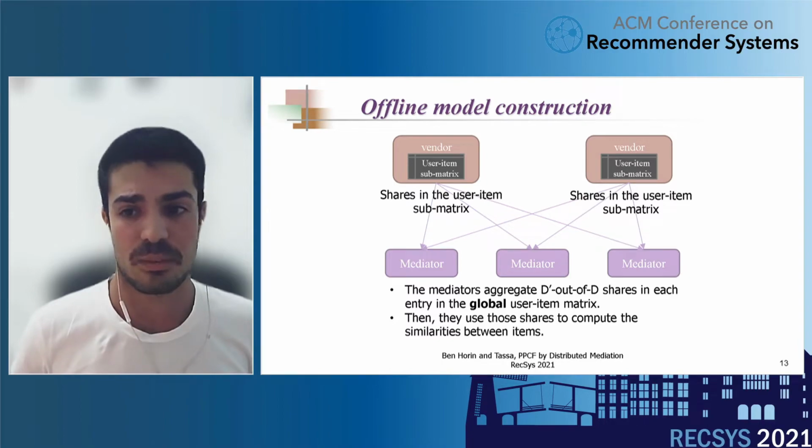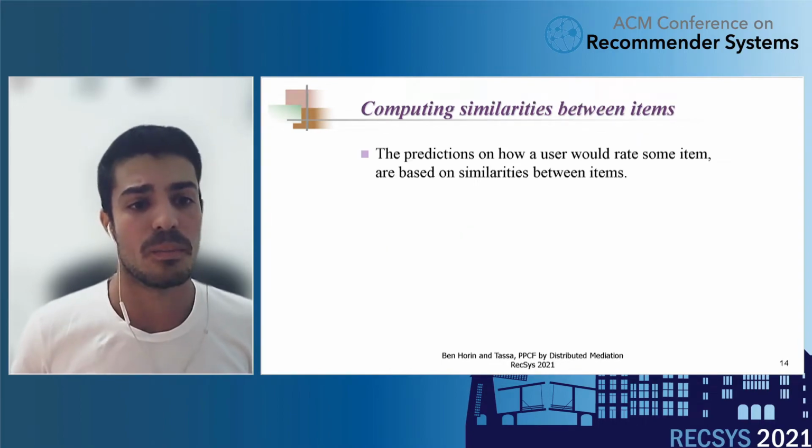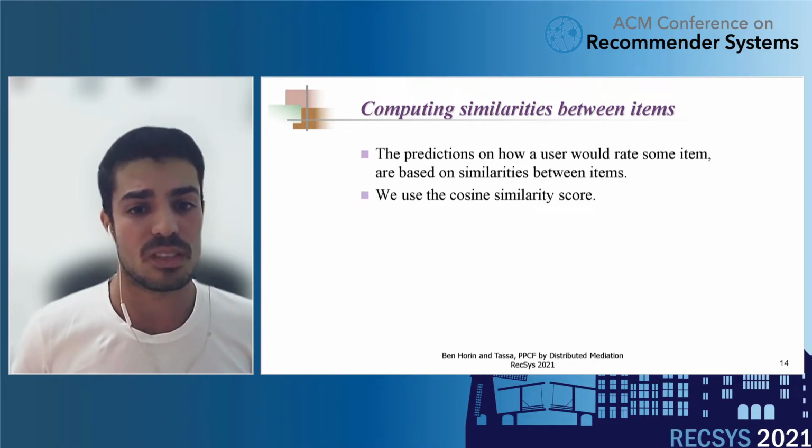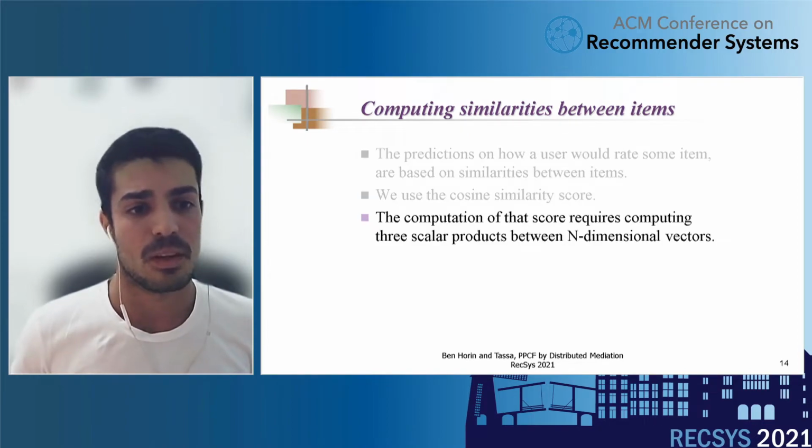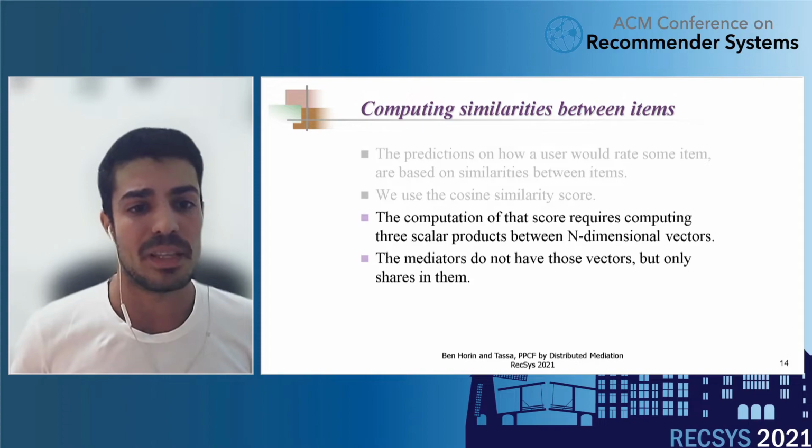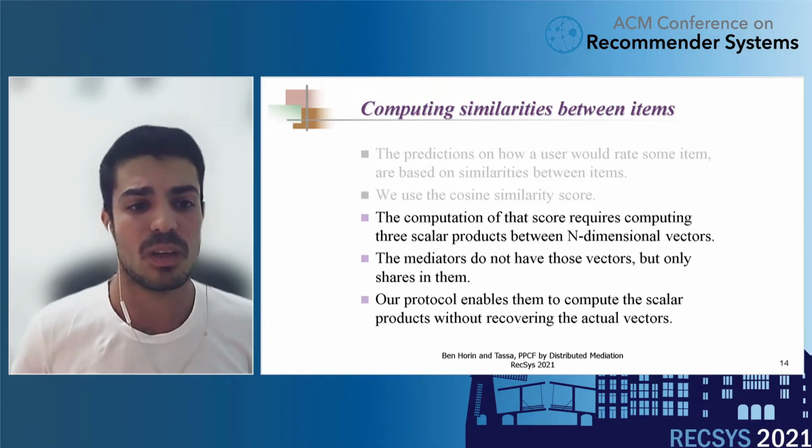How is that computation done? Well, the prediction regarding the rating a user would give to some item is based on similarities between that item and other items. Those similarities are determined using the cosine similarity score. The computation of that score requires computing 3 scalar products between n-dimensional vectors. However, while the mediators possess shares of those vectors, they do not know the actual vectors. So here's the challenge. How to compute scalar products between unknown vectors? Our protocol solves that conundrum. See our paper for more details.